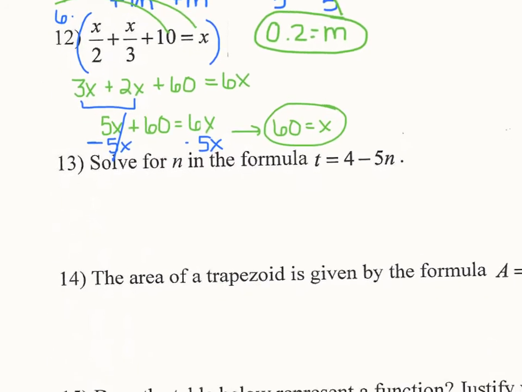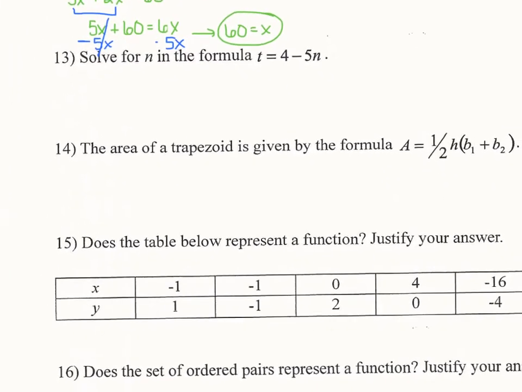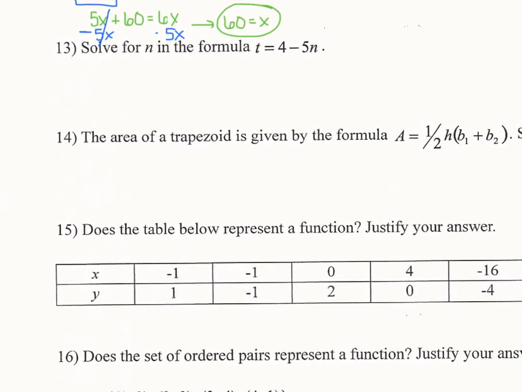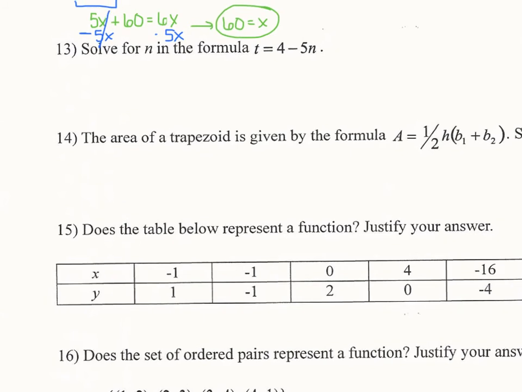Okay, let's see. Let's scoot that up a little bit. 13. Solve for n in the formula. Okay, remember when I say solve for n, what I'm saying is you want to get n by itself, which means you need to move everything else away from n. Okay, so the first thing I would do with this one is get rid of the 4. This 4 needs to move, so I would subtract 4 and subtract 4.